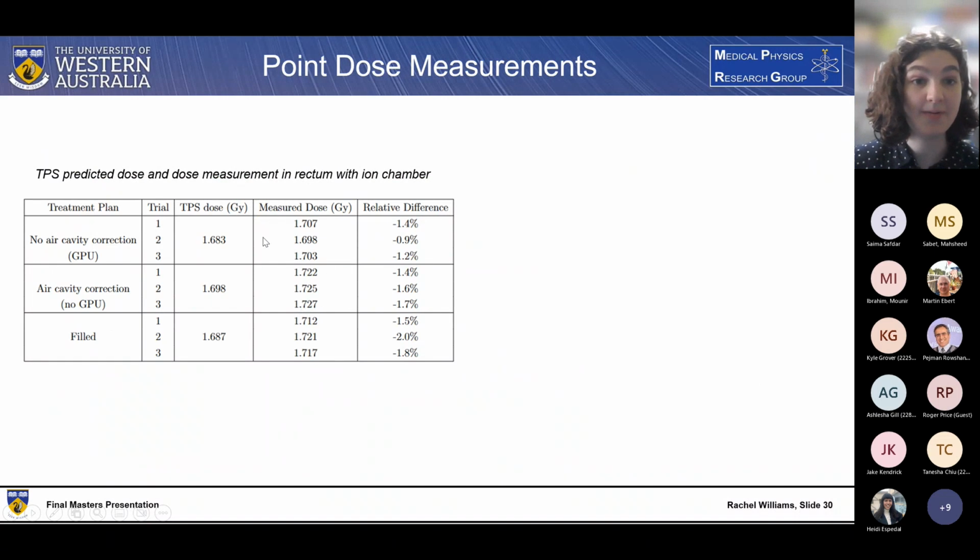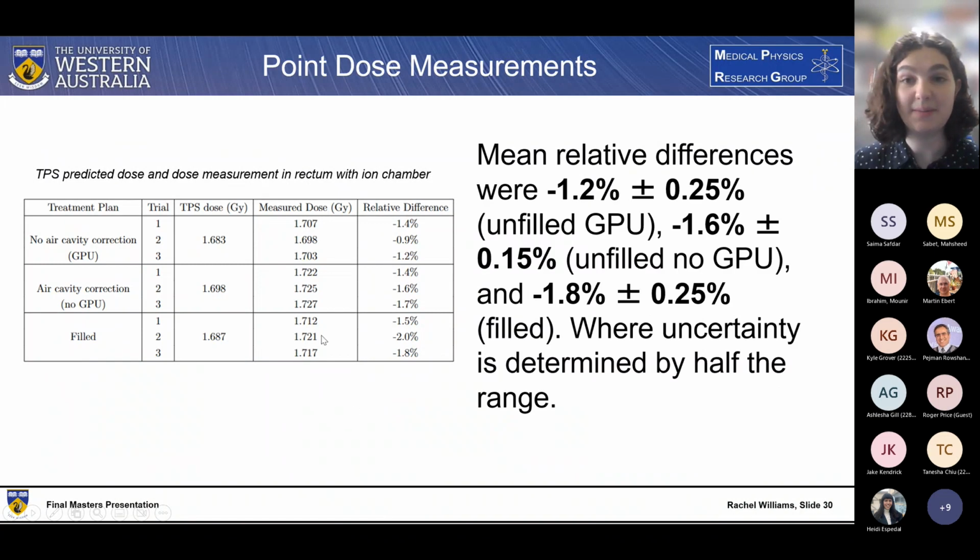Below is a table of the predicted dose by the treatment planning system, the dose measured in the phantom, and the relative difference for all three treatment plans. It was found that there was a mean relative difference of -1.2% for the non-air cavity corrected plan, -1.6% for the air cavity corrected plan, and -1.8% for the filled rectum, where the uncertainties of each was determined by the range.